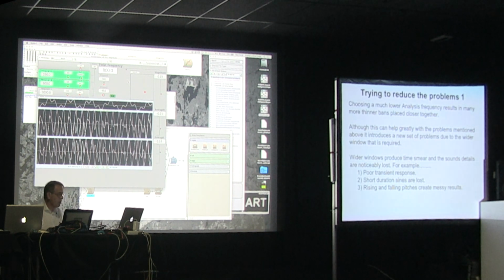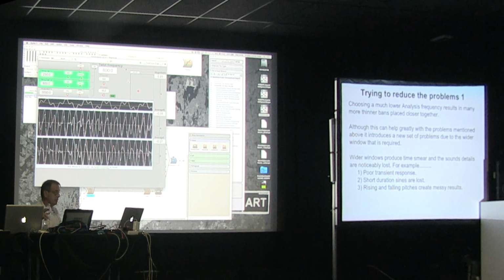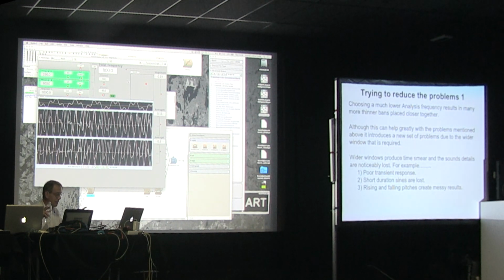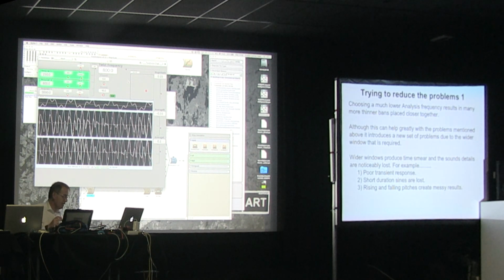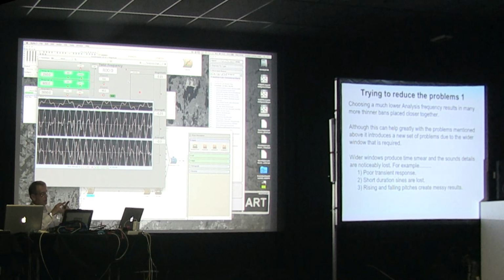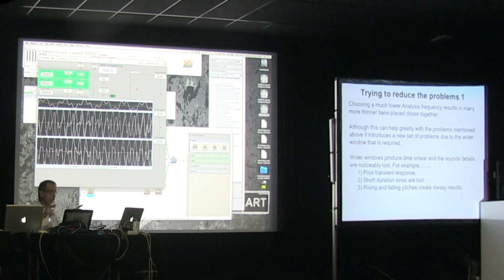Now, as I say, one other way of doing it is if we make our analysis frequency lower, that gives a lot more bands. But because it's a lower frequency, the period's going to be longer, and if the period's longer, the window size is going to be longer. And if the window size is longer, then we have the problem of poor transients, and small sine waves will get lost. They won't even be registered within a wide window.